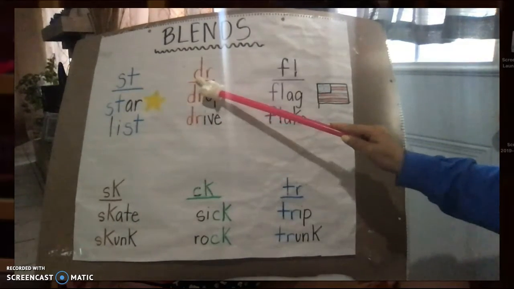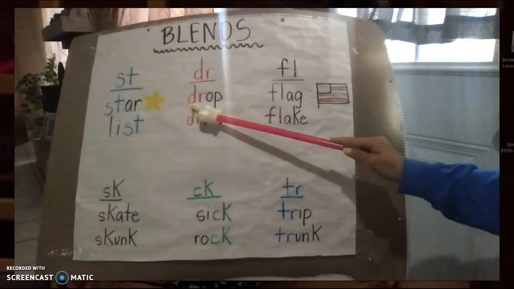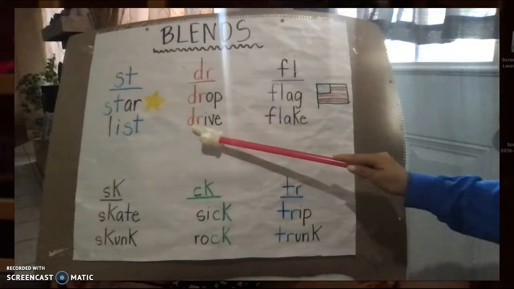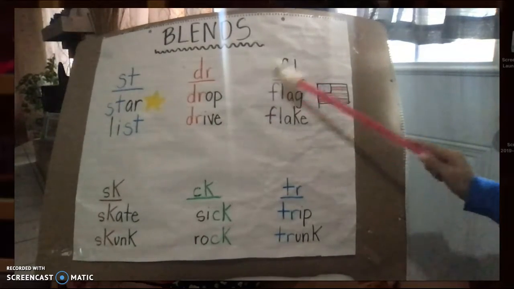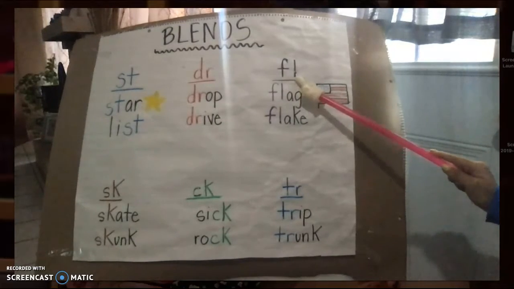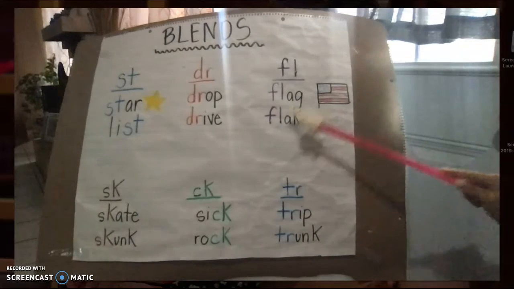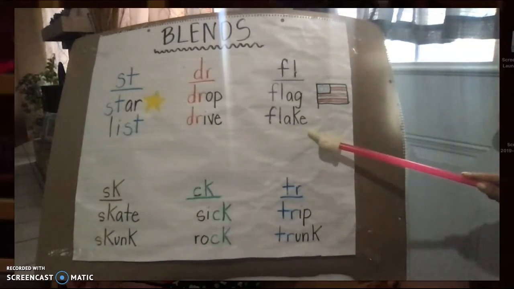Alright, next blend we have a D and an R. Dr. Okay, first word we have drop. And then we have drive. Alright, here we have an F and an L. Fl. Okay, first word we have is flag. And then we have flake.